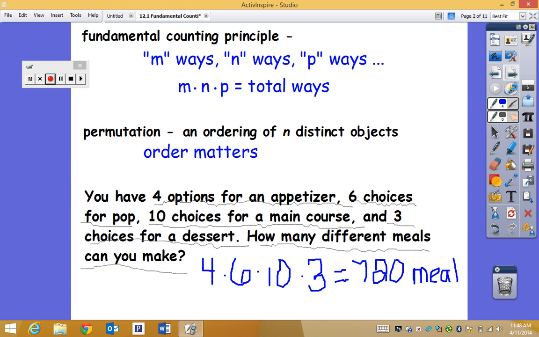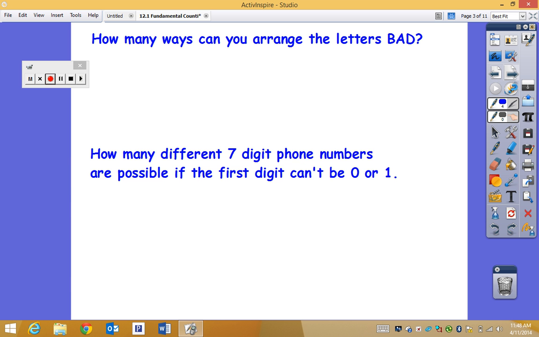Let's take a look. How many ways can you arrange the letters BAD, B-A-D? Because order is going to matter and we aren't going to repeat letters, we have that there would be 3 different letters in the word that we would make up. So for the first choice, there are 3 letters in the word BAD, and if I use one of them, then I'd have 2 choices left for my second position, and I'd have 1 choice left for my third position. That means there are 6 different ways that I can arrange the word BAD. How about the next problem?